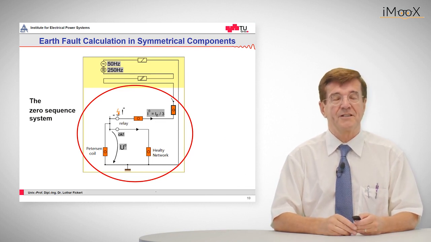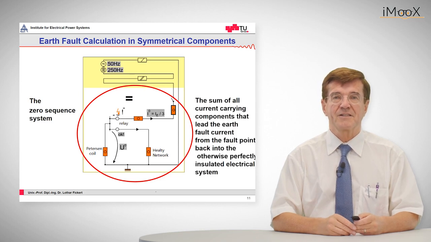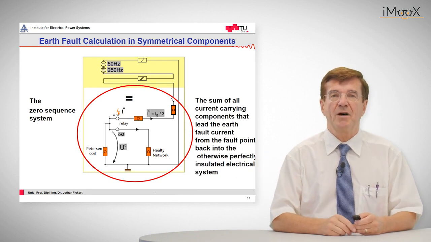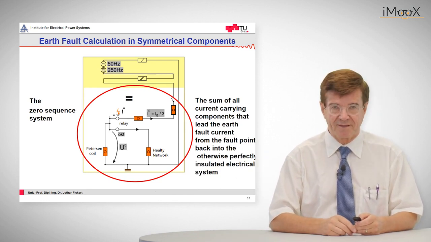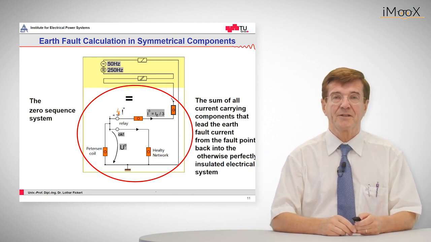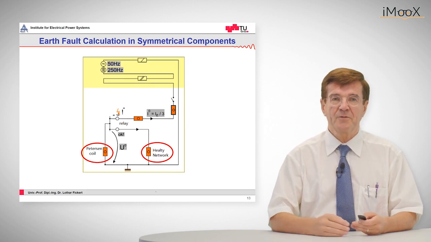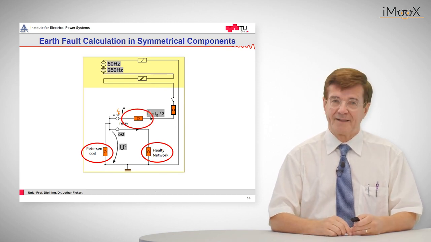And the whole zero sequence system consists of the sum of all current carrying components that lead the earth fault current from the fault point back into the otherwise perfectly insulated electrical system. And this can be calculated. So these are the factors that are important: the healthy network, the arc suppression coil, and the line impedance.